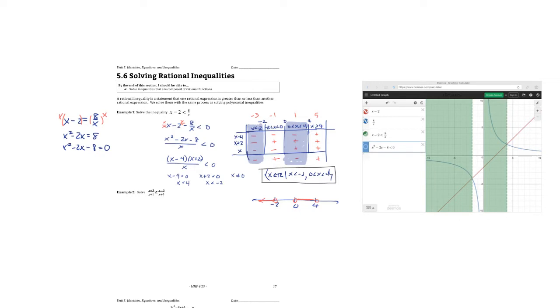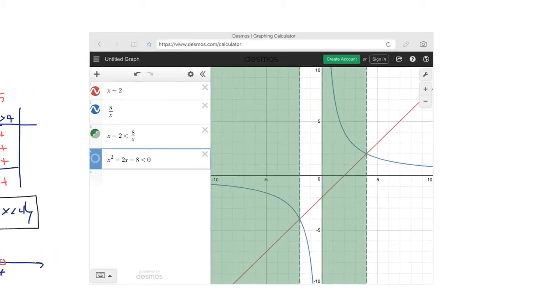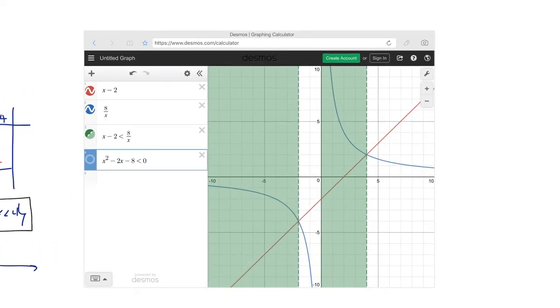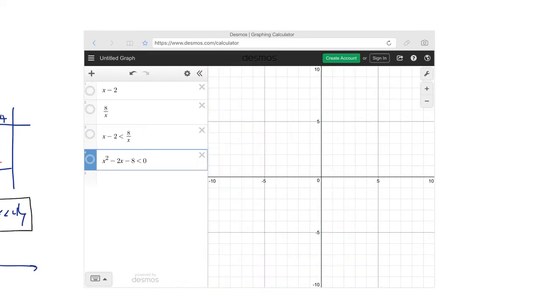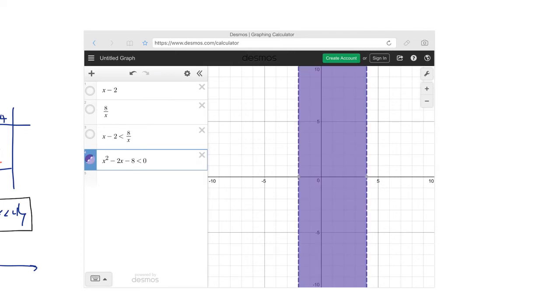So I decided just to throw that into Desmos as well. Let me hide the other one actually. Let me turn off all the other ones. And if we activate this one, the solution to this inequality just says that it exists between -2 and 4. We know that's not the actual answer.